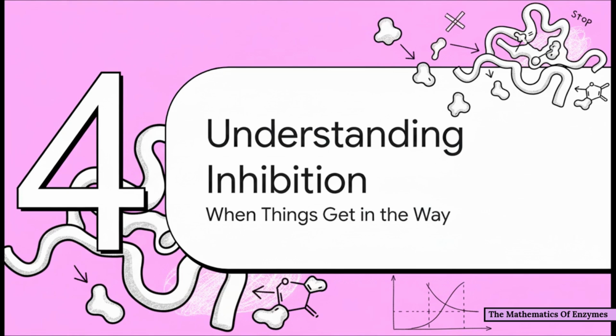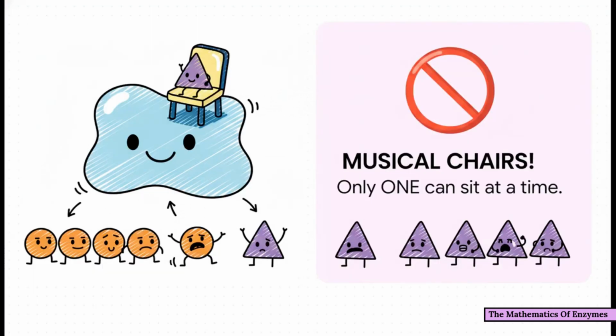Okay, so now that we have this fantastic tool, we can start to ask more complicated questions. Like, what happens when something gets in the way of an enzyme and messes things up? Well, these interfering molecules are called inhibitors, and understanding them is absolutely fundamental to things like designing drugs and figuring out diseases.